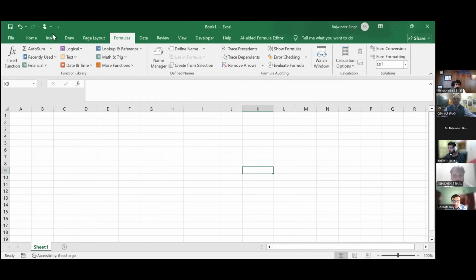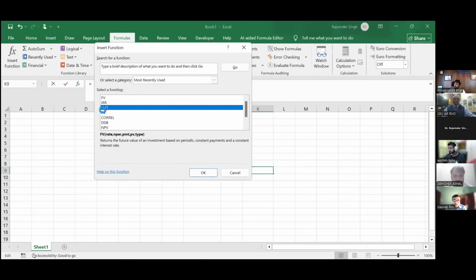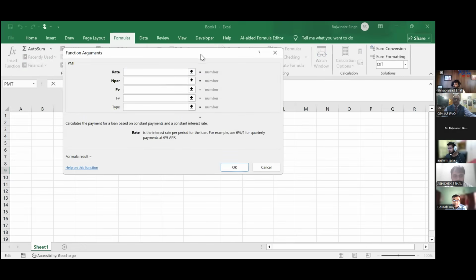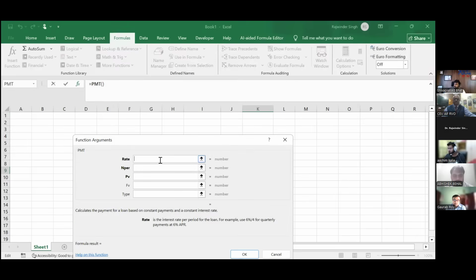So in the formula, go to insert function. It is PMT. Okay, you get this dialog box. Rate of interest is 7%. Number of years is 10. Present value is not given to you. Future value 7,000. Here it is.